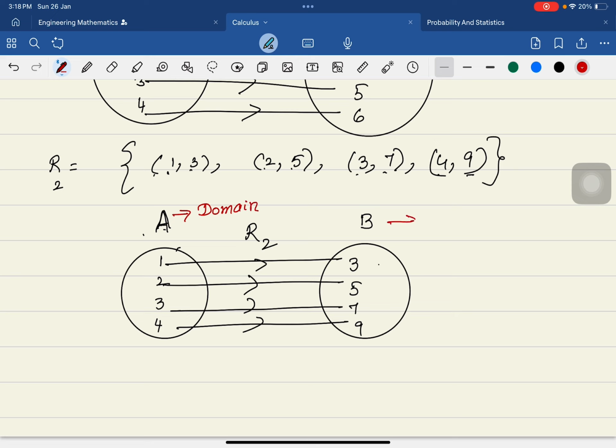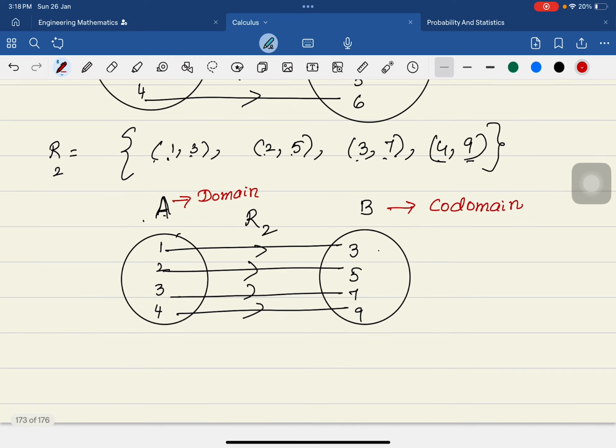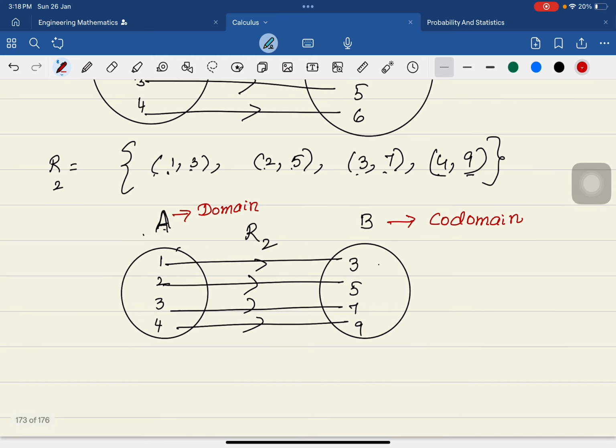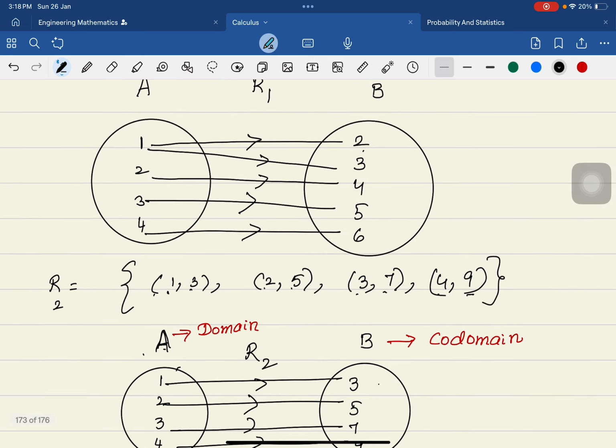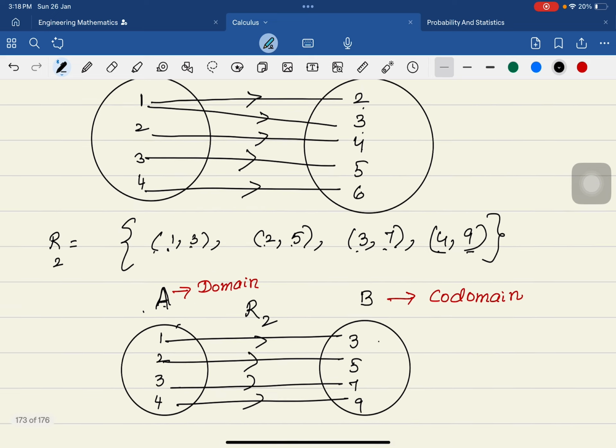And the set B is called the codomain. Now, when you write R, these elements. Here, what are the images and the pre-images? The images are 2, 3, 4, 5 and 6. These are all called the images, which are there in the codomain set.